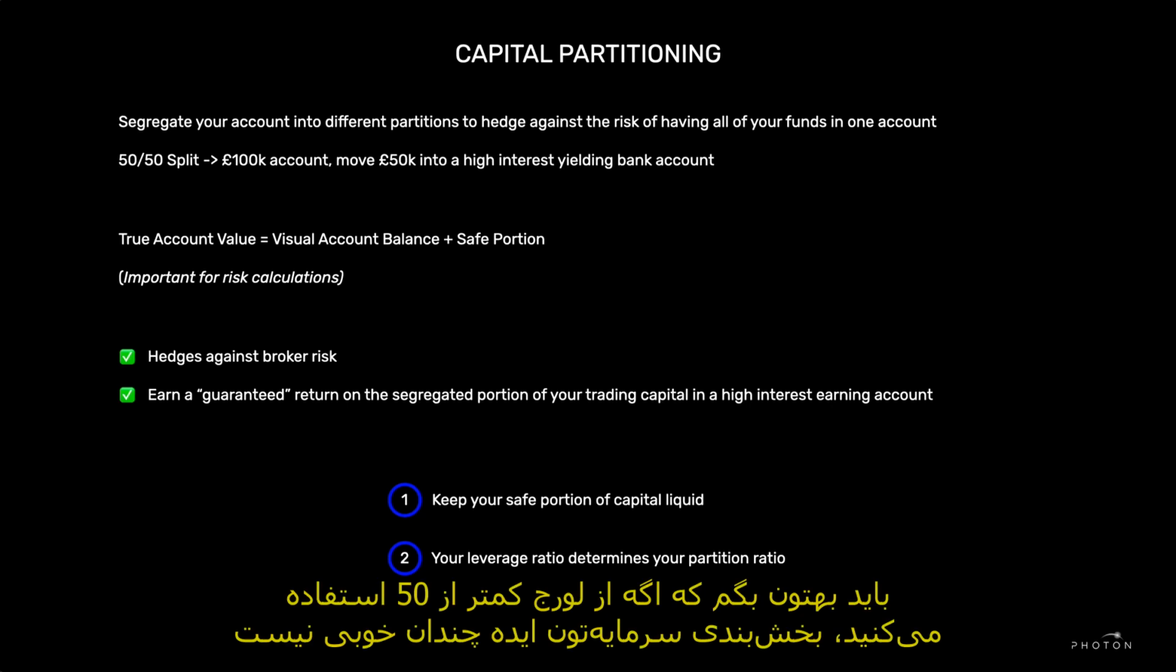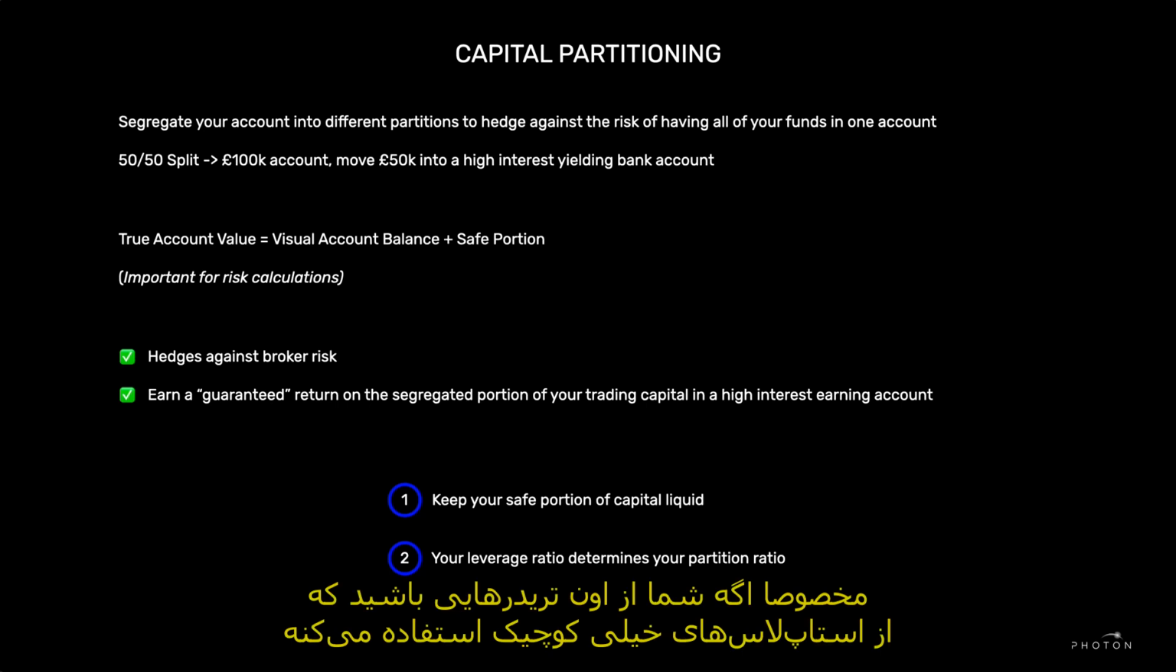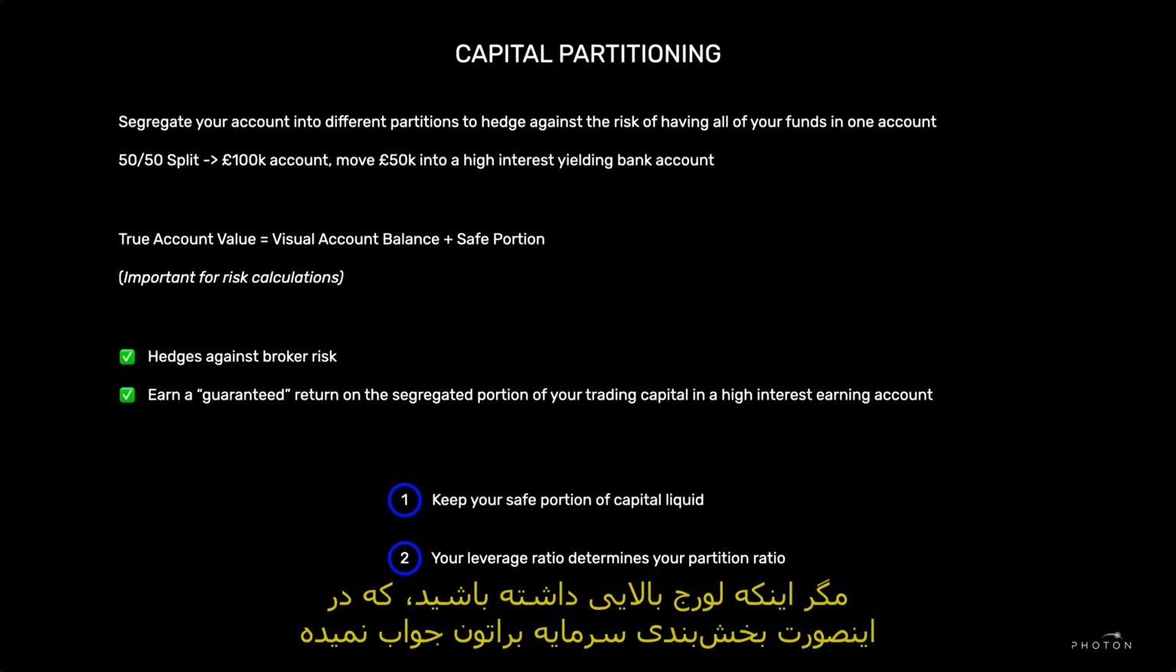I would probably say that if you were trading lower than 50 to 1 leverage, it's probably not advisable to be using capital partitioning, because it's pretty likely you will not have enough available margin to open more than a couple of positions at a time. Especially if you're the type of trader who uses quite small stop losses, that means your lot size is going to be quite large for your account size. Unless you have very high leverage, capital partitioning is not necessarily going to work too well for you.